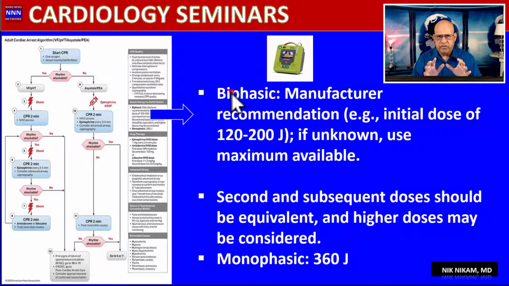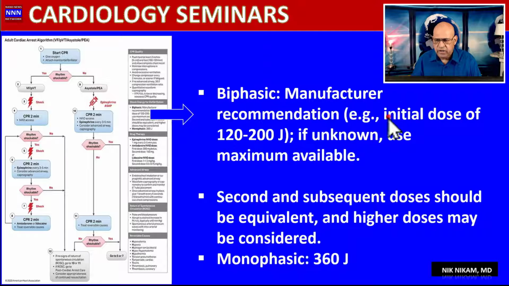If you see a patient with VT or VFib, the best approach is to shock these patients. If you are using a biphasic defibrillator, the initial dose is 120 to 200 joules. If unknown, use the maximum available dose, which is 200 joules. The second and subsequent doses should be equivalent or higher than the previous dose. So the second time you shock, the energy should be higher if it allows. If you have a monophasic, go straight to 360 joules.